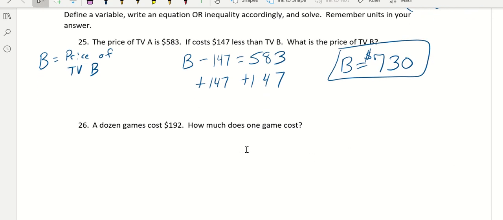Number 26. A dozen games cost $192. How much does one game cost? Okay.